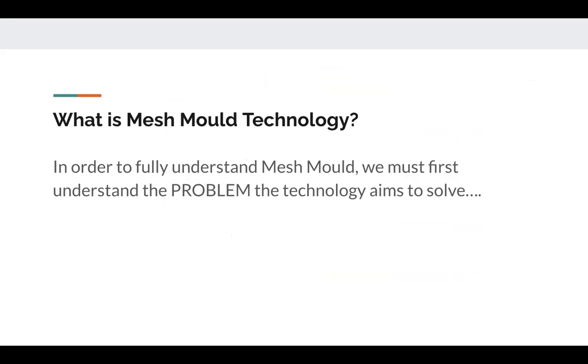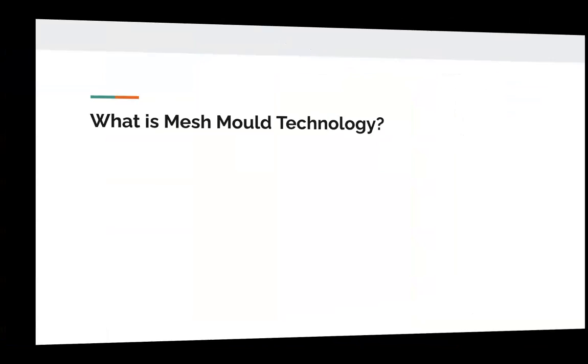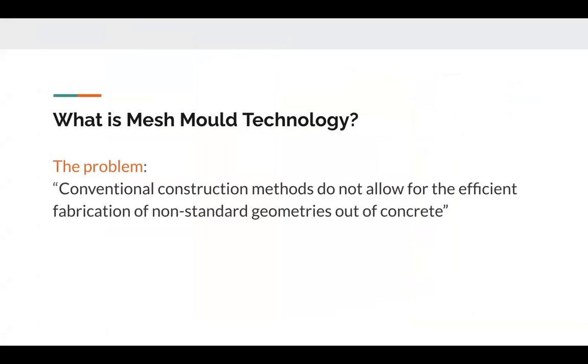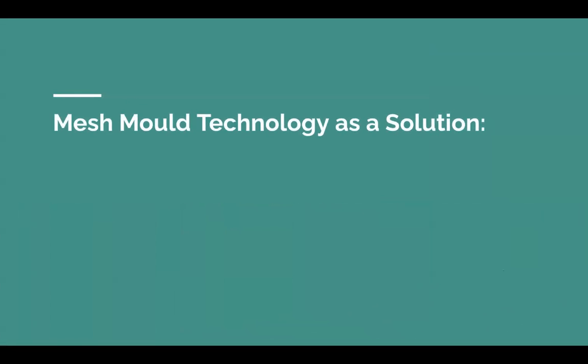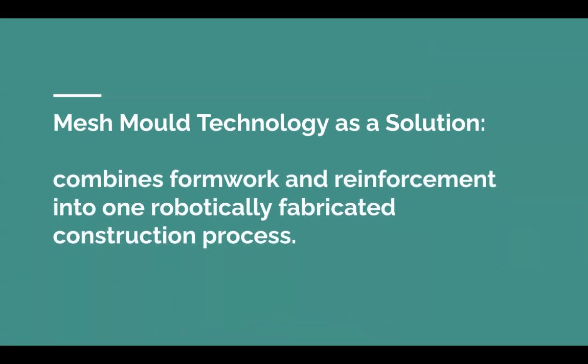In order to fully understand mesh mold technology, we first have to understand the problem that the technology aims to solve. So what's the problem? The problem is that conventional construction methods do not allow for the efficient fabrication of non-standard geometries out of concrete. Now we take a look at mesh mold technology as a solution. Mesh mold technology combines formwork and reinforcement into one robotically fabricated construction process.